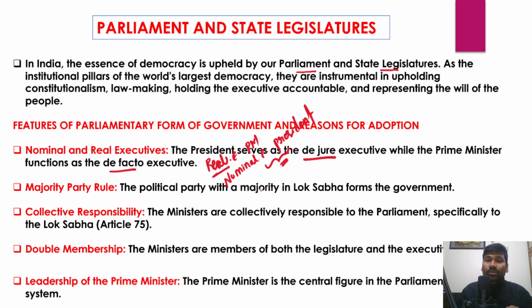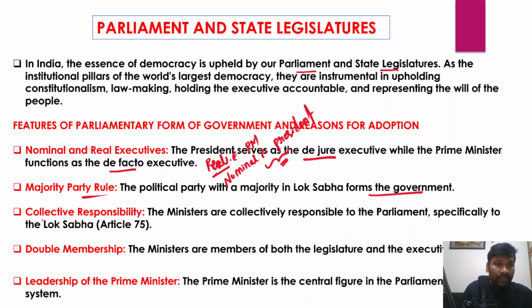Secondly, majority party rule is also a feature of the parliamentary form of government, because general elections take place once in 5 years in India, and after general elections, whichever party gets the majority in the lower house can form the government. So parliamentary form of government also has the feature of majority party rule. A political party with a majority in the Lok Sabha forms the government. So it is another very important feature.